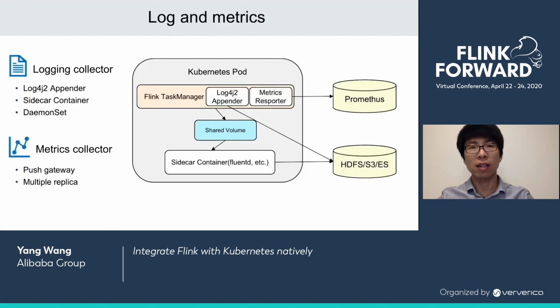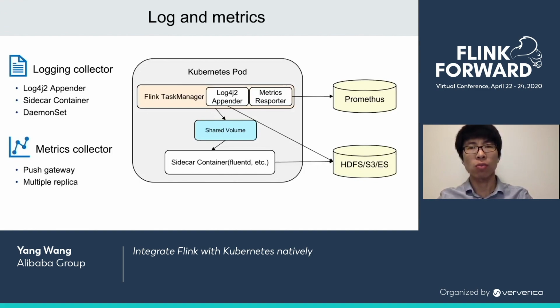Now let's come to the second optimization. It is the log collector and the metrics collector. For production applications, the logs and the metrics are very important. They could help us to monitor our applications, and when there are some failures, they could help us to dig into it and find the root cause.